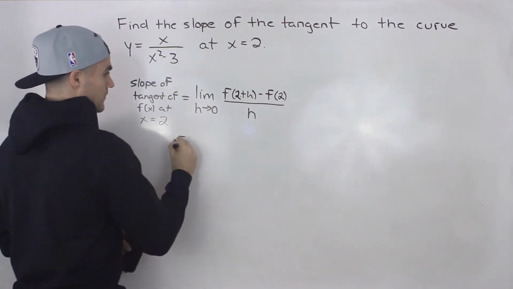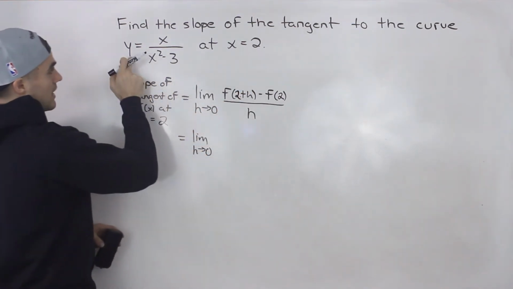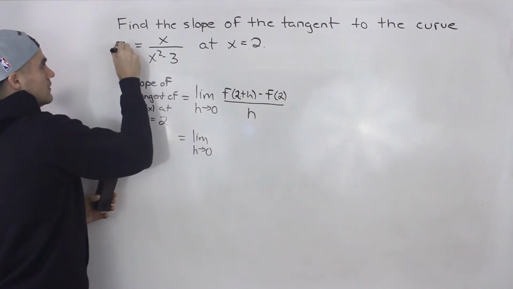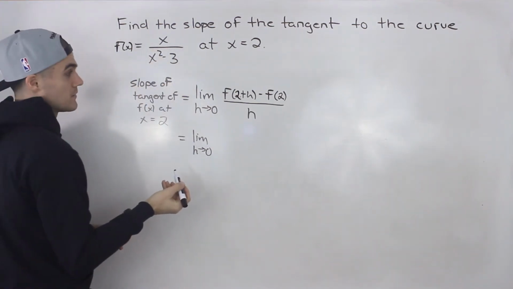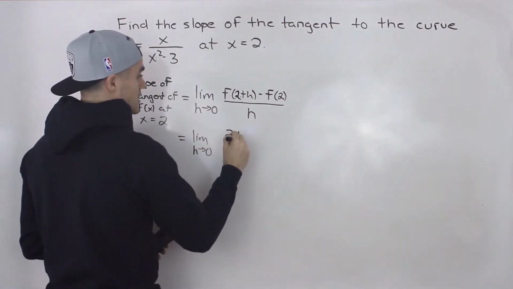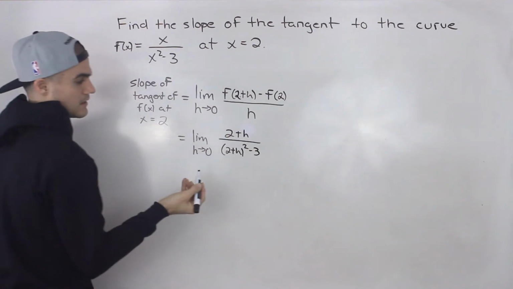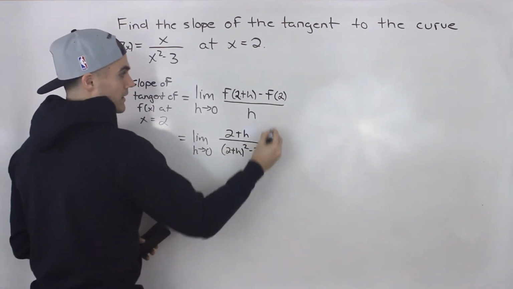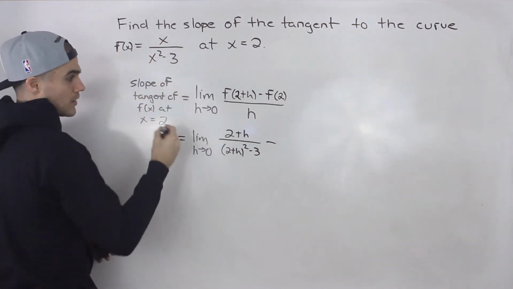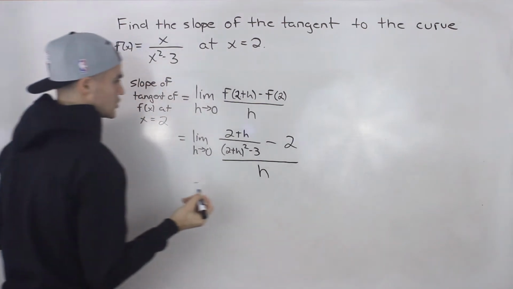So all we have to do now is find an expression for f of 2 plus h, and this is y equals x over x squared minus 3. So this is the same as f of x equals x over x squared minus 3. So f of 2 plus h, we just plug in 2 plus h for the x value. That would be 2 plus h in the numerator, and then 2 plus h squared minus 3 in the denominator. And then minus f of 2, if we plug in 2 for x, we'll have 2 in the numerator, then 2 squared minus 3 is 1, and in the denominator 2 over 1 is just 2. And this is still going to be all over h.